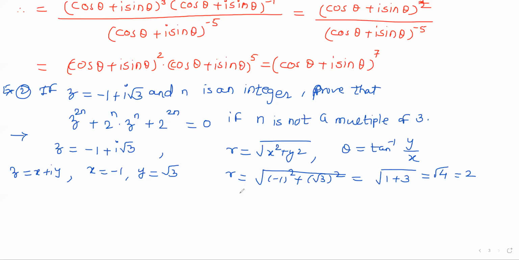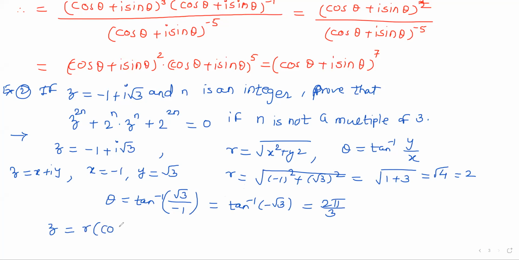So r is 2, and for theta, tan inverse of y is root 3 upon -1, right? But that is nothing but 2 pi by 3. Is it right? Tan inverse of minus root 3 is 2 pi by 3. And therefore, as we all know that z can be written in polar form as r into cos theta plus i into sine of theta, can I write this z as -1 plus i root 3 as r is nothing but 2 inside the bracket cos of 2 pi by 3 plus i into sine of 2 pi by 3.